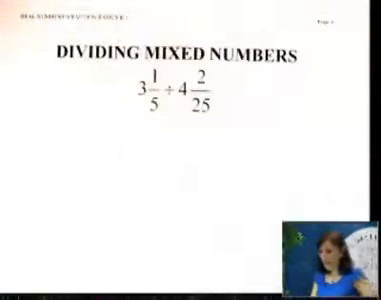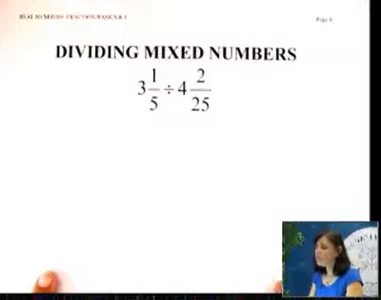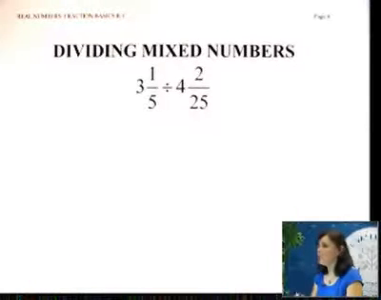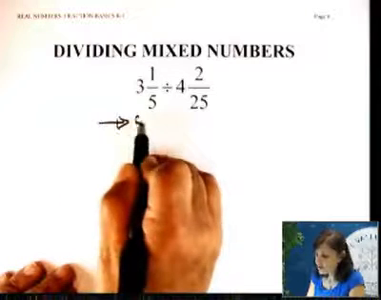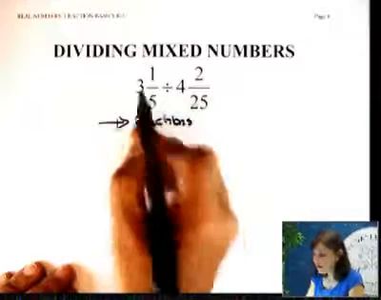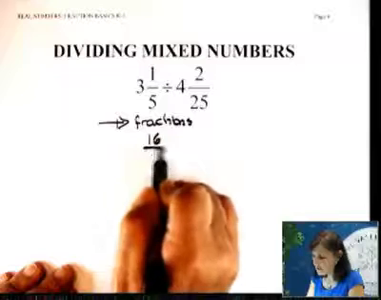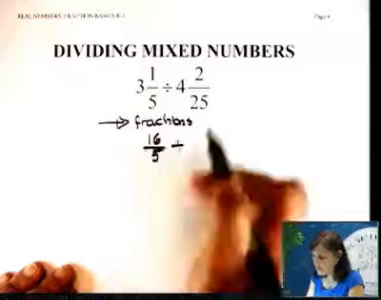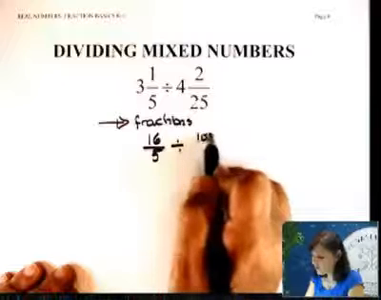All right. Let's do dividing mixed numbers. Now, you don't deal with mixed numbers, you convert them into fractions. Okay? So how do you do that? 3 times 5 is 15 plus 1, 16. 4 times 25, that's 100 plus 2, 102.